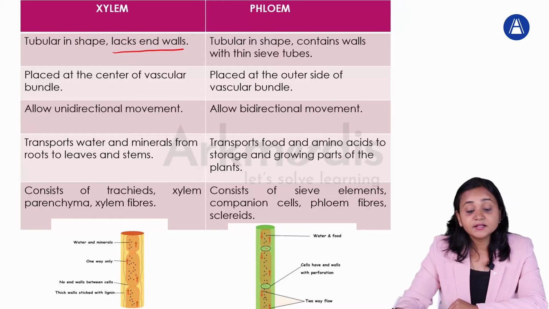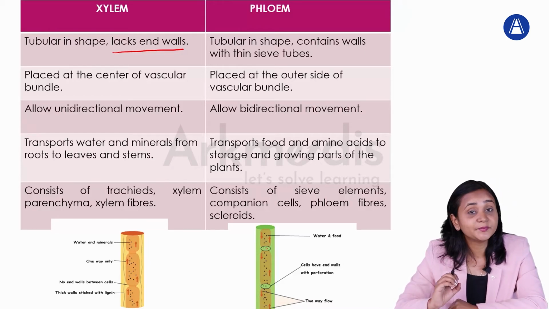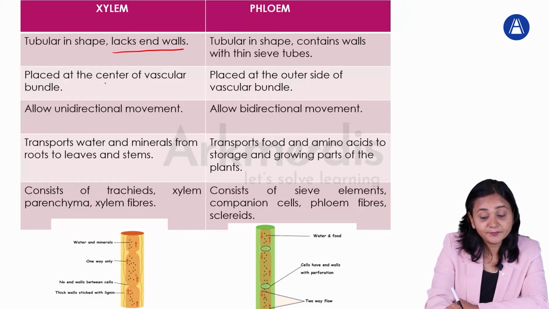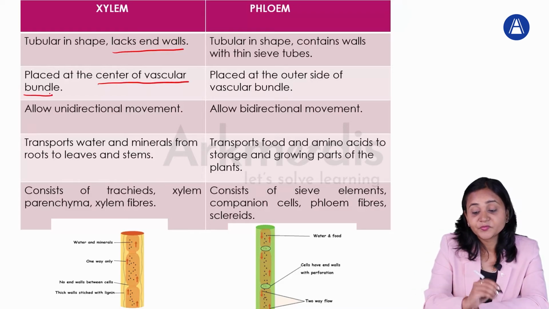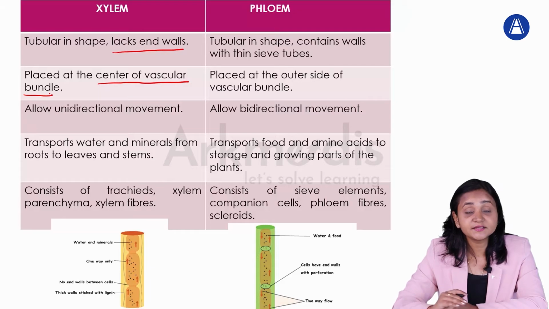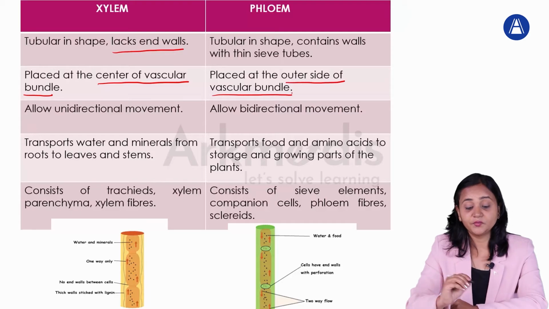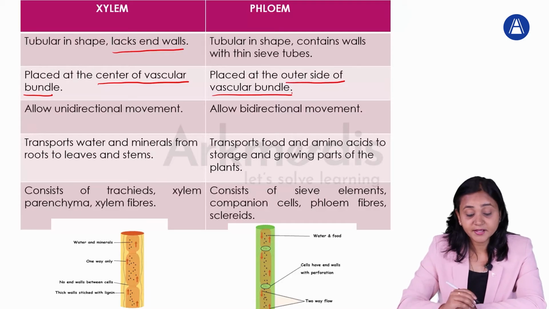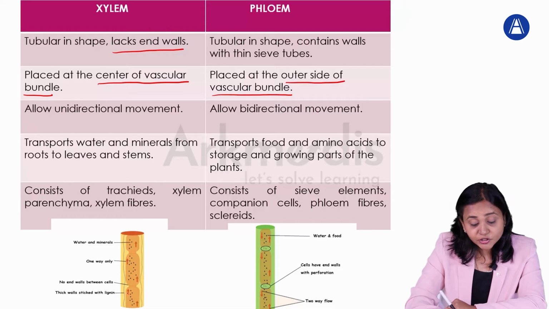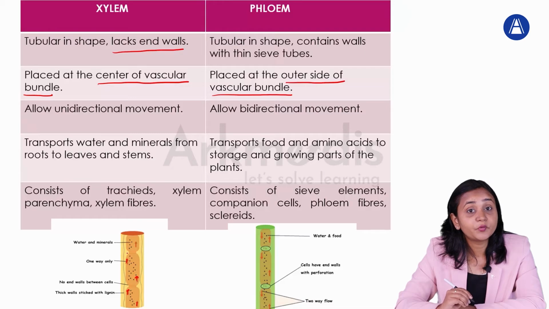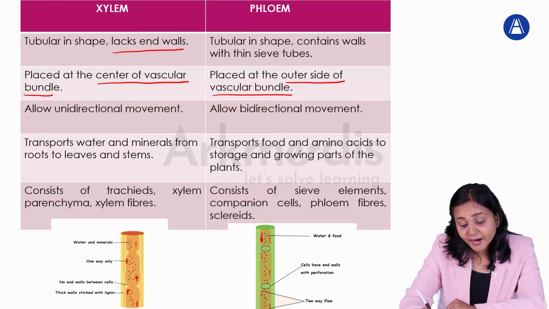Now, the xylem vessels are mainly placed in the center of the vascular bundles, while the phloem is generally placed at the outer side of the vascular bundles. Okay, as you can see inside this diagram, the xylem allows only unidirectional movement. You can see the arrows pointing in only a single direction, while the phloem shows bidirectional movement. You can see the arrows going both forward and backward.